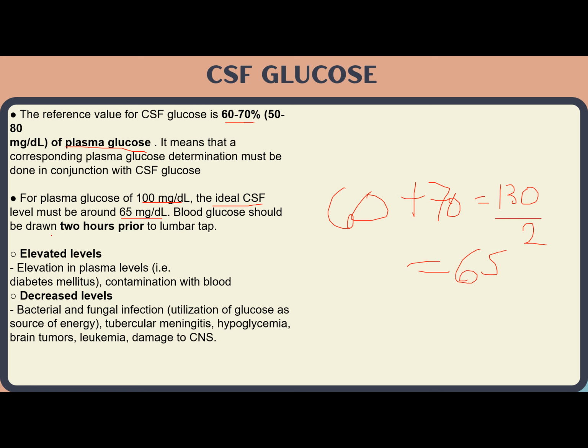Blood glucose should be drawn 2 hours prior to lumbar tap. So, mauuna muna yung blood glucose, then you wait 2 hours. Elevated CSF glucose would be seen with elevation in plasma level. So, kung mataas yung blood glucose mo, mataas din yung CSF glucose mo, as seen in diabetes mellitus, and if your CSF is contaminated with blood. Now, glucose would be decreased in the following: bacterial and fungal infection, because they utilize glucose as energy, tubercular meningitis, hypoglycemia, brain tumor, leukemia, and damage to the CNS.